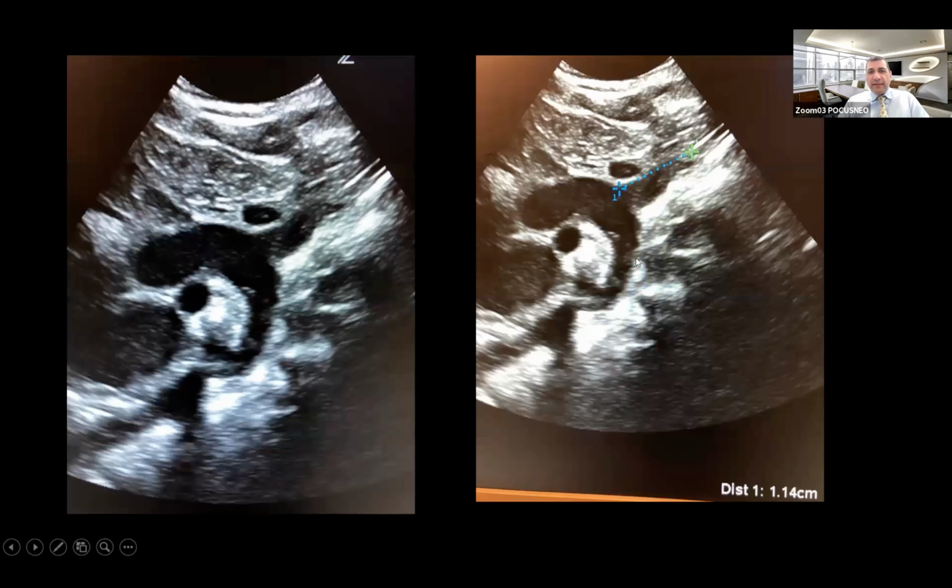So we have the aortic arch with the branches, and this is the ET tube shadow. If the ET tube is very deep to the carina, you will see the ET tube shadow crossing deeply through the aortic arch, and you need to adjust that. Ask the bedside nurse or the RT to adjust the ET tube.